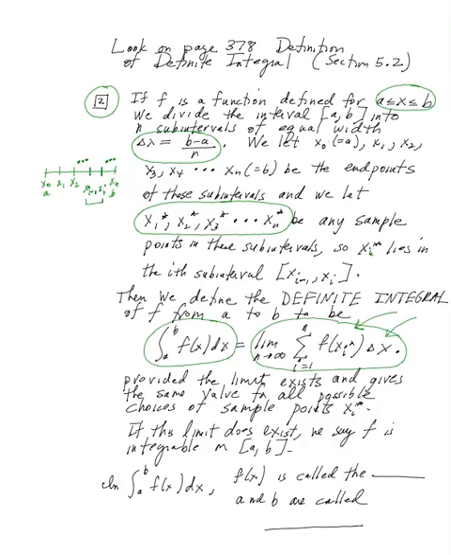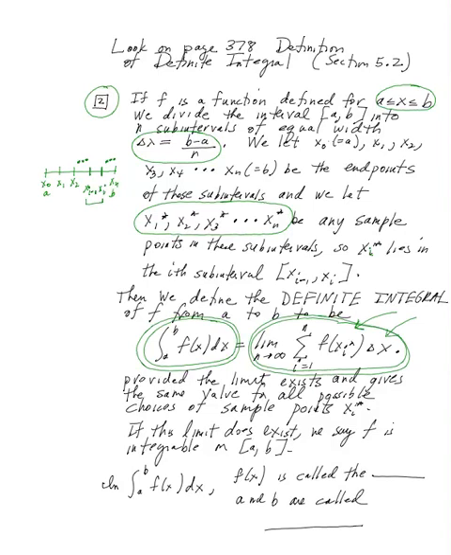But this notation, this short notation, this simpler notation, should make us think of this meaning, the limit of a sum, with all those subscripts and additional symbols there. Now, they say in this definition that the definite integral from a to b of f is the limit of this sum, provided the limit exists and gives the same value for all possible choices of sample points x sub I star. Remember, we could use right-hand endpoints, left-hand endpoints, midpoints.